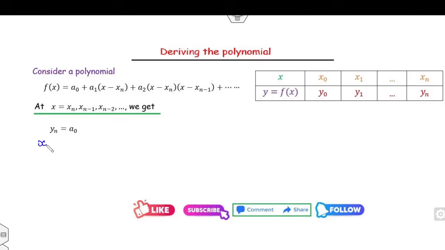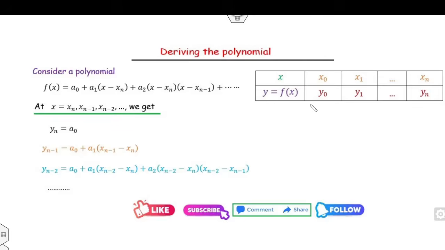Similarly, we can find the value at the point x equals xn minus 1. Your f(x) will be y of n minus 1, which is a0, that is yn, plus a1 times (xn minus 1 minus xn). And at the point xn minus 1, the next term will be 0 and so on. Similarly, we can find the values at xn minus 2 and so on.